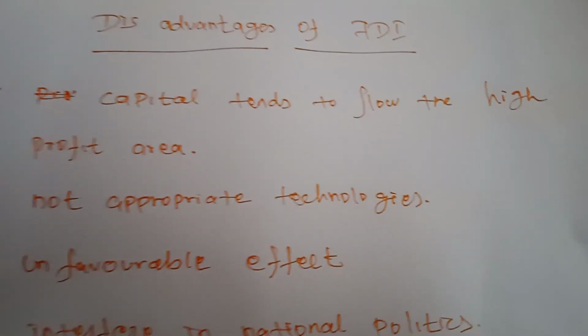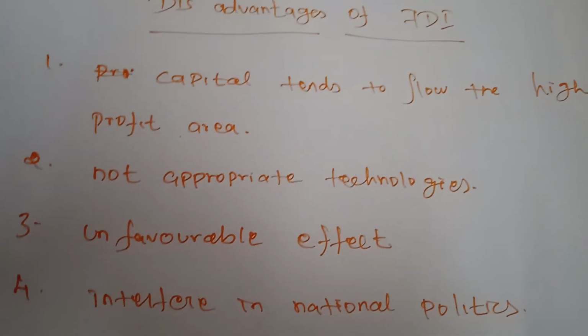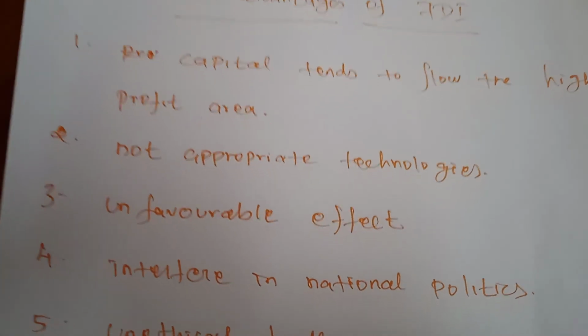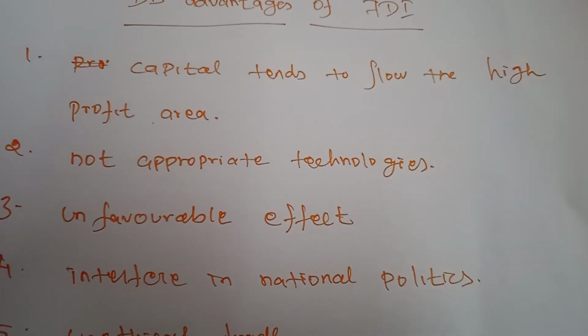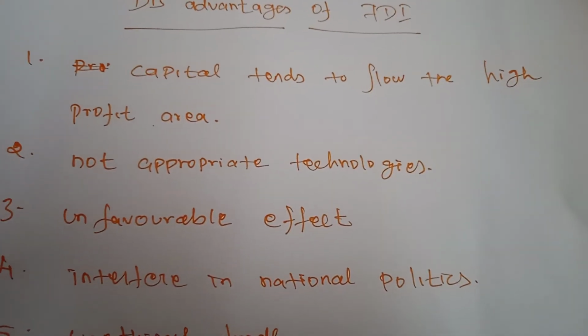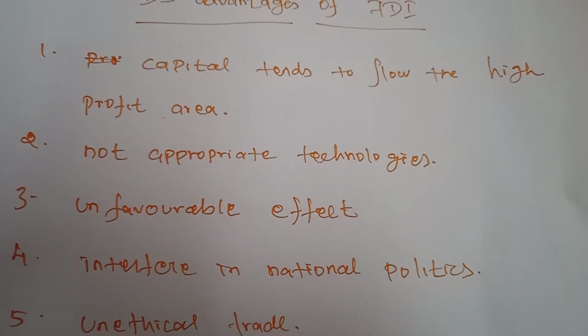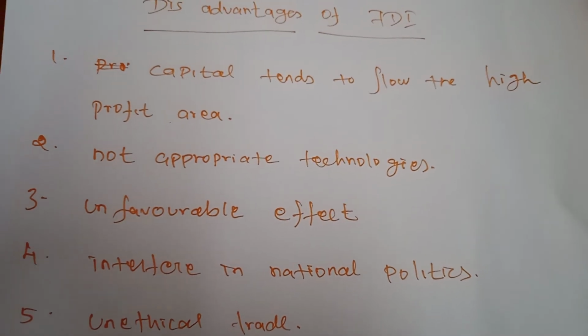First one is that capital tends to flow to the high profit area. So private foreign capital tends to flow to the high profit area rather than to the priority sectors. If you are allowing foreign direct investment, the investors will never make the investment in the priority sectors. They will make the investment only in the areas which are more profitable.